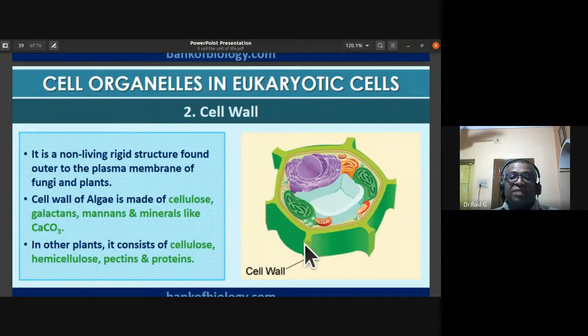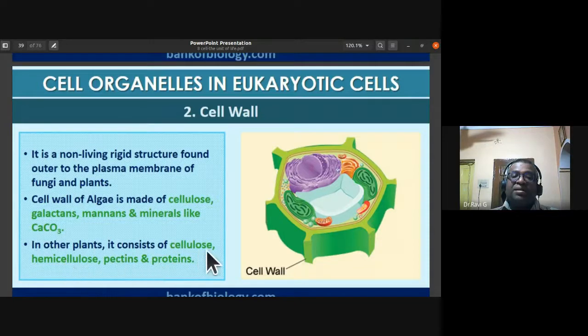Okay, so the cell wall is a non-living rigid structure found outer to the plasma membrane of fungi and plants. The cell wall of algae is made up of cellulose, galactans, mannans, and minerals like calcium carbonate. See the cell wall of algae, you know that the chlorophyceae, rhodophyceae, phaeophyceae, they're all made up of cellulose, galactans, mannans, and minerals like calcium carbonate.